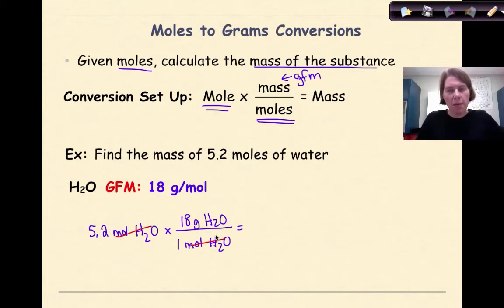Moles cancel moles. I'm canceling down and to the right. 5.2 times 18 divided by 1, and that's going to give me an answer of 94 grams of water. When I put it into my calculator, I believe I get 93.6, but again, I'm starting with 2 significant figures. I need to end with 2 significant figures.